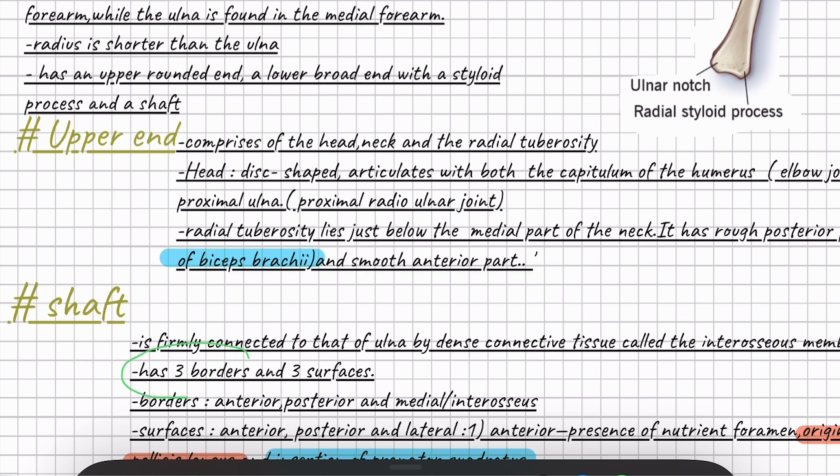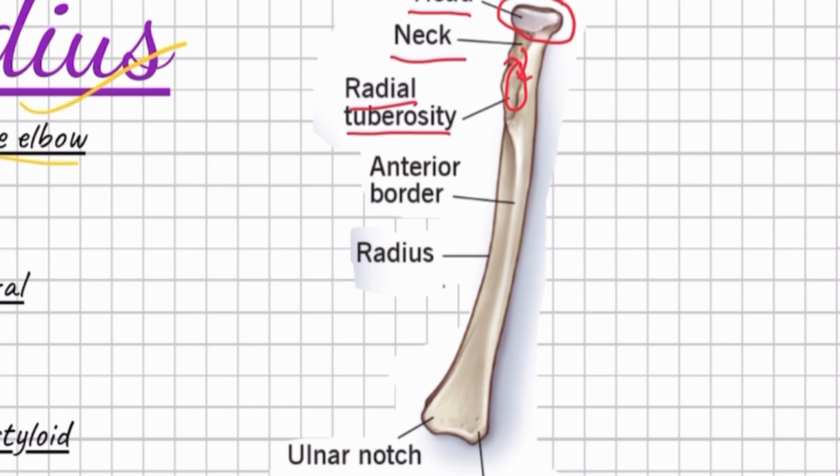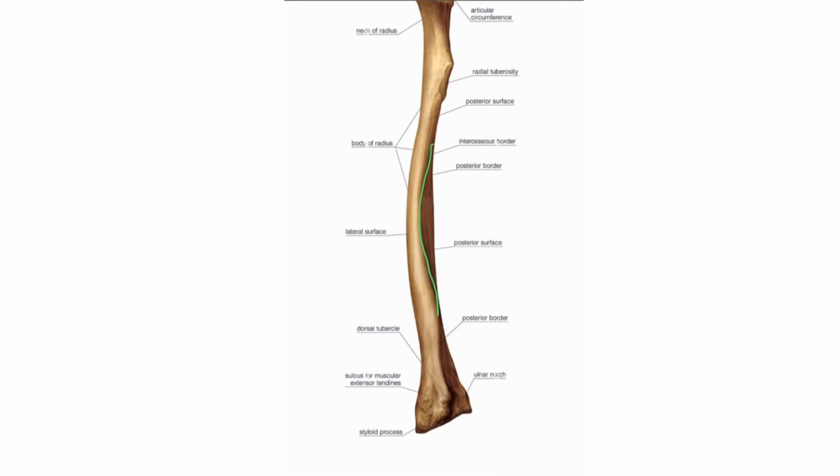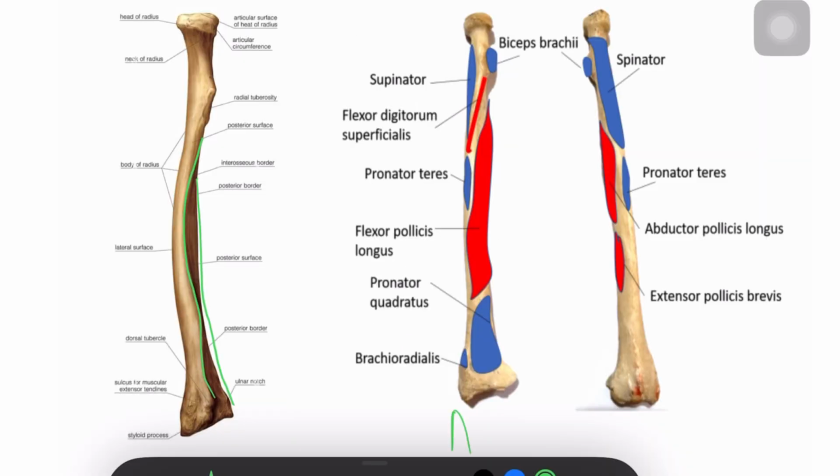Now talking about the shaft, it is firmly connected to that of the ulna by dense connective tissue called the interosseous membrane. It has 3 borders and 3 surfaces. For borders, there are anterior, posterior, and medial, which is also called interosseous. For surfaces, it has anterior, posterior, and lateral. Now talking about the lower end.